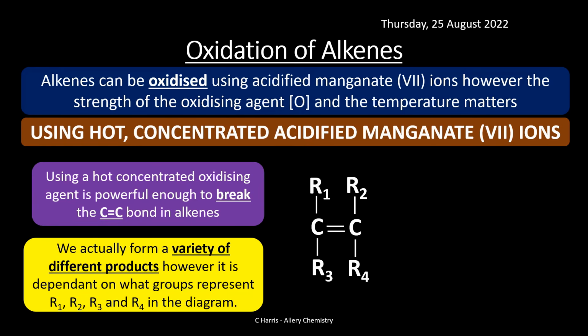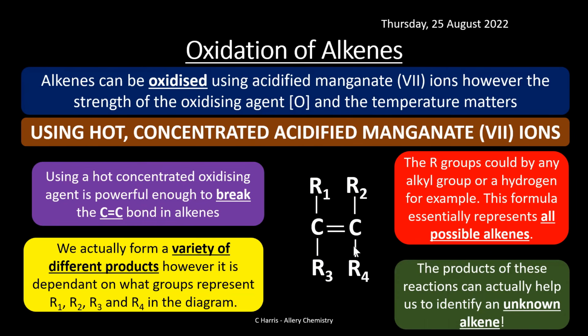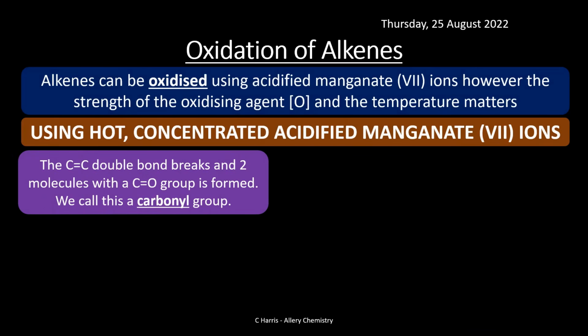You can have loads of different things attached to here. So these are just generic groups that we can attach to it. The R groups could be any alkyl group, or a hydrogen, for example. It could be a methyl group, it could be a hydrogen. And this formula essentially represents all possible alkenes. So these are all the different alkenes that it could be. It's a very generic molecule. The products of these reactions can help us to identify an unknown alkene, which is quite useful. So let's have a look at some of these reactions.